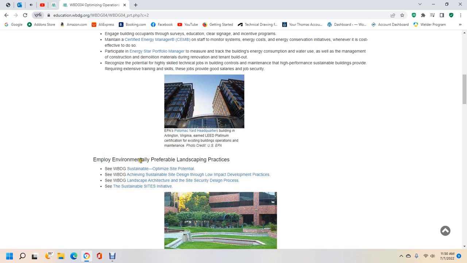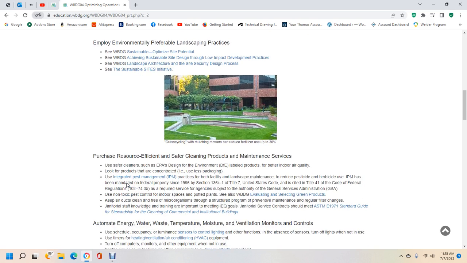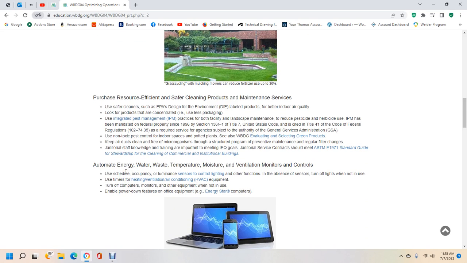Employ environmental, preferably landscapes, see WBDG. Optimize site potential, achieving sustainability through low impact development practice and landscape architect site security design processes, the Sustainable Sites Initiative. Purchase resource efficient, safe cleaning products and maintenance services. Use safe cleaners with the EPA Design for the Environment label, and select products for better indoor air quality.